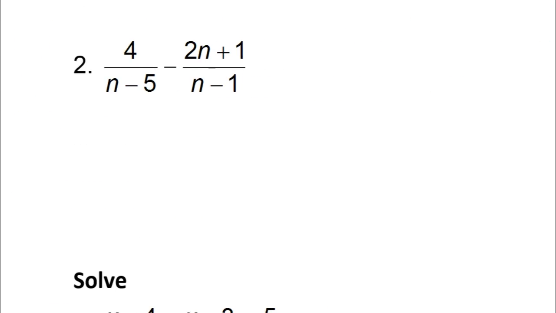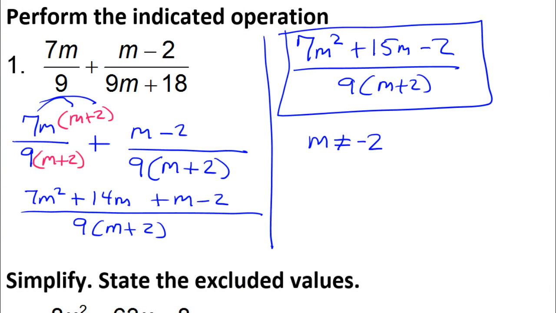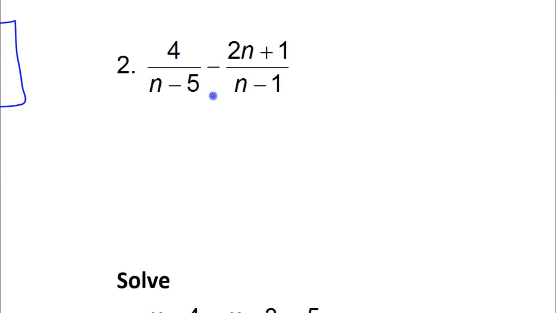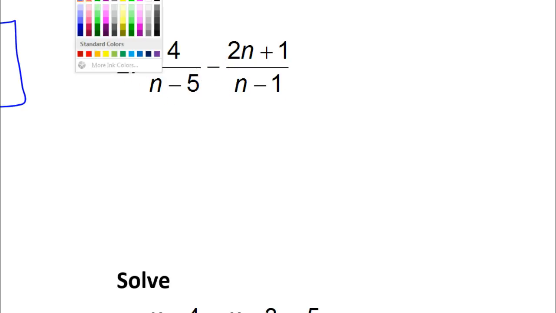Now number 2 is very similar, but instead of addition, it is subtraction. So we do have to take care in terms of how we handle the minus sign. There's a couple different ways to do it. One way is to change this to a plus and distribute this minus sign right now, and then go on with the rest of the problem. I'm going to actually wait until a couple steps from now, but sooner or later you have to distribute the negative sign. So we need like denominators, just like we did when we were adding.